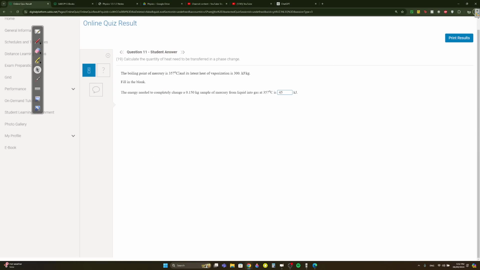So the boiling point of mercury is 357 and its latent heat of vaporization is 300. The energy needed to completely change a 0.15 kilogram sample of mercury from liquid into gas at its boiling point 357 is how much? How do we find the energy needed to change a sample at its vaporization? It's MLV, right? So the mass of it is 0.15. The latent heat of vaporization is 300. So your answer is 45 kilojoules. Always the unit in your answer is the same as the unit you used while solving. Okay, so kilojoule, kilojoule.